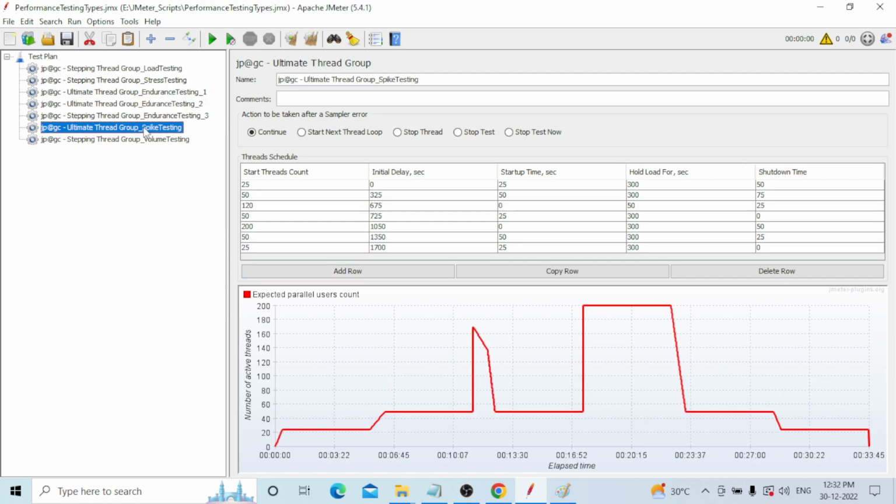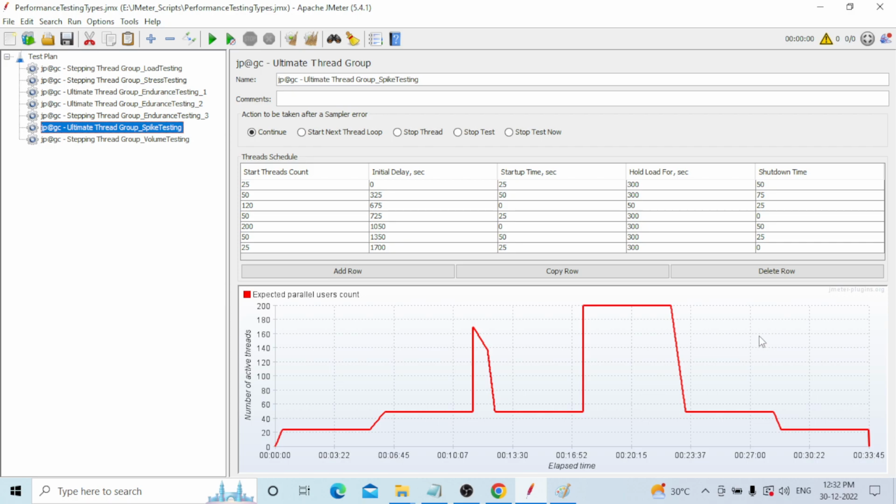Spike testing. Spike testing, you need to design the same way as last time, right? Endurance testing uses the same element, the Ultimate Thread Group only. Same method but just a little bit different. You need to design the scenarios with sudden spikes: you run the load, and suddenly, not gradually, we bring the load down. Then suddenly increase, suddenly down, right? At that time you test whether your server is able to handle that load or not. That is our goal.